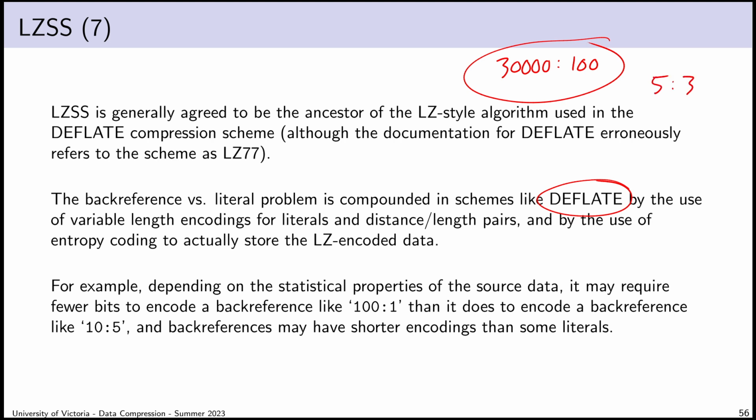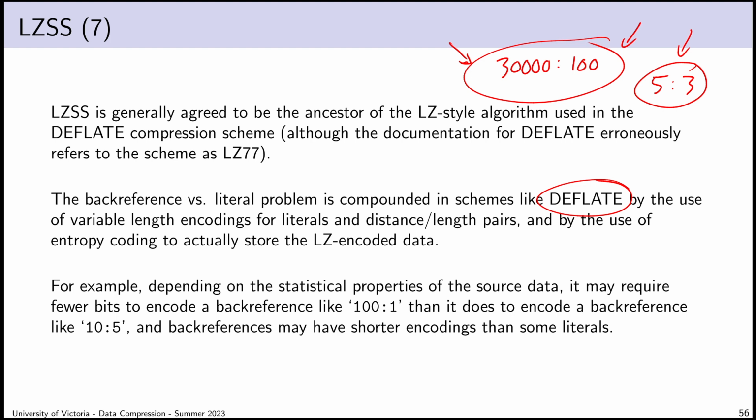But it gets worse. That's difficult because it means that the encoder now has to figure out not only is this a good back reference, but, because you have to figure out the size based on the back reference's content, is this back reference more efficient than 100 literals, versus is this back reference more efficient than 3?